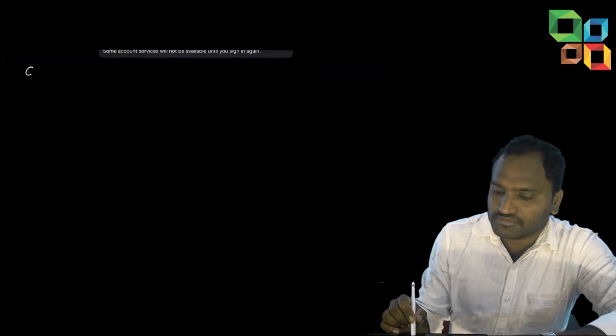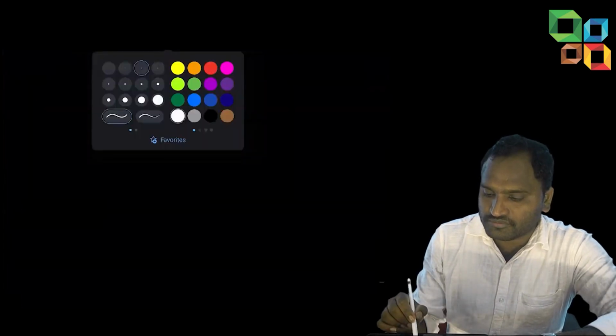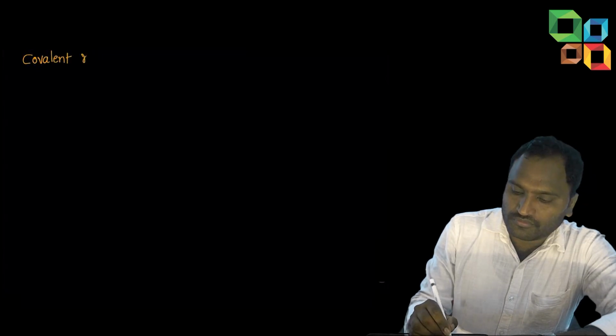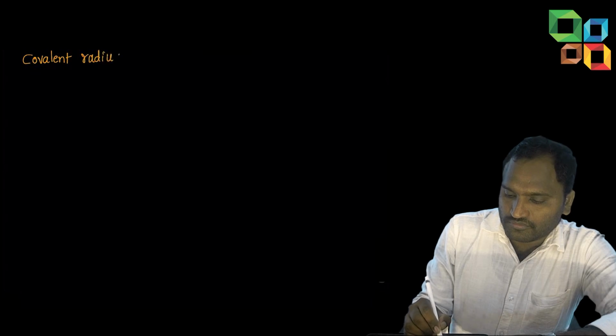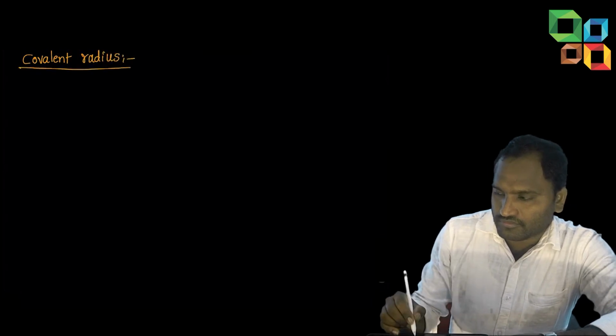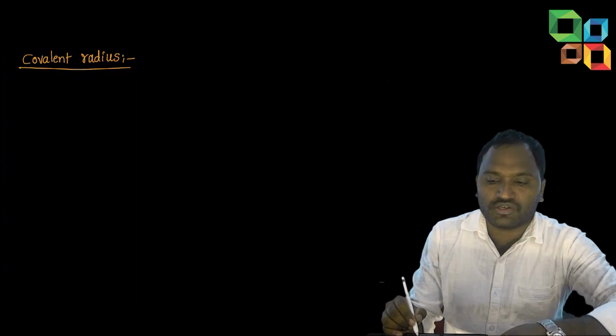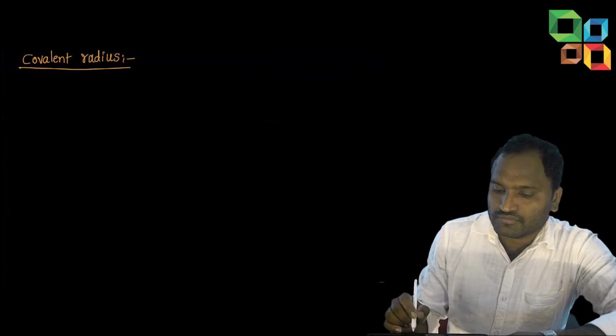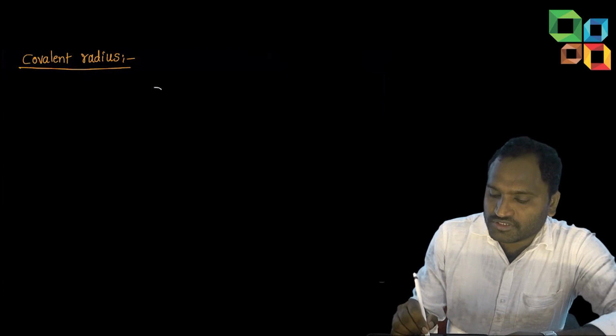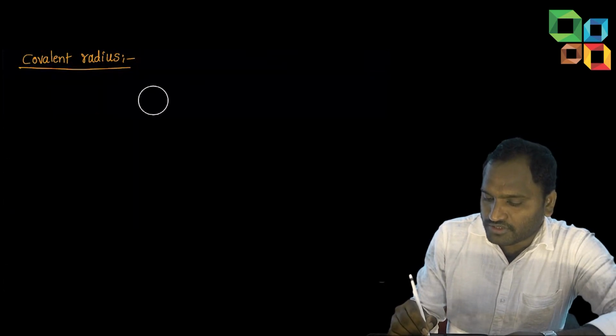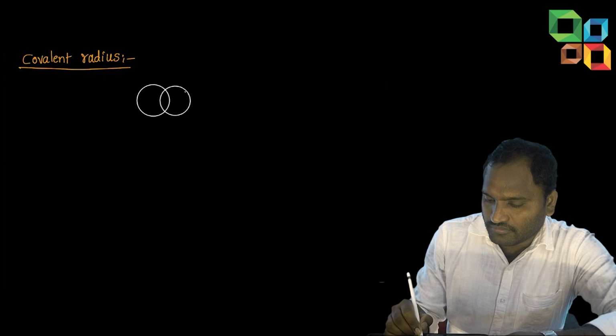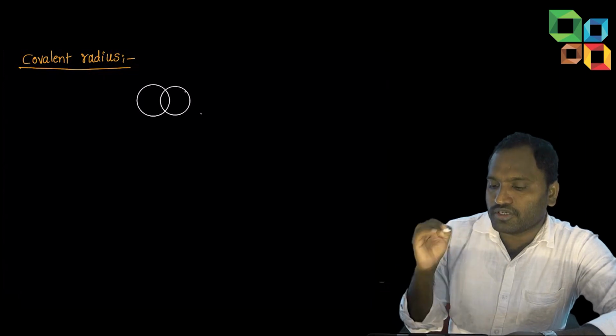First one is covalent radius. Covalent radius means, see students, a covalent bond will be formed like this.